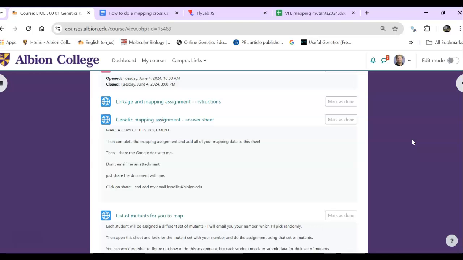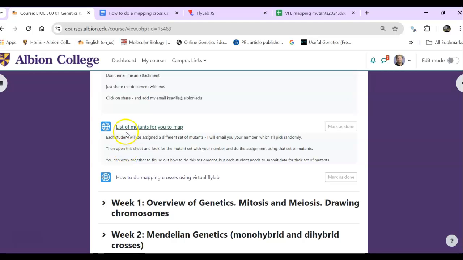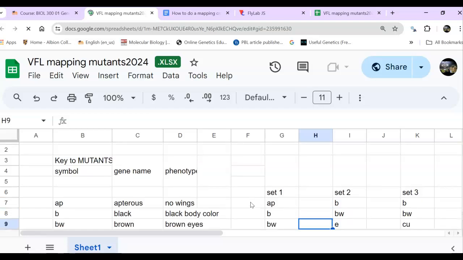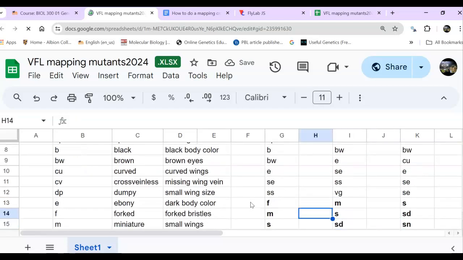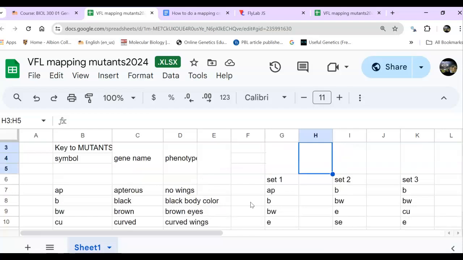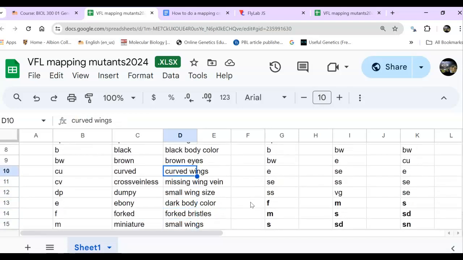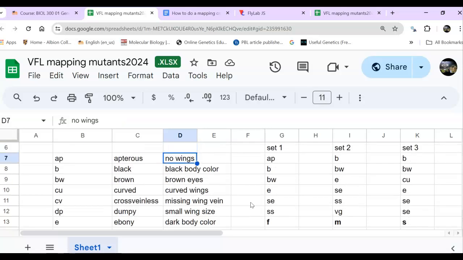And then I wanted to show you these mutants. So each of you was sent a number. And so these are the numbers. And these are the mutants. So these letters correspond to the mutant abbreviation. So let's say set 1 has AP. If you look over here, AP means apterous. Apterous means no wings. B is black for black body. You look over here, black body color. So this just kind of helps you find where the mutant is in that Virtual Flylab program, because it has different categories like wings and body color and eye color, that sort of thing.